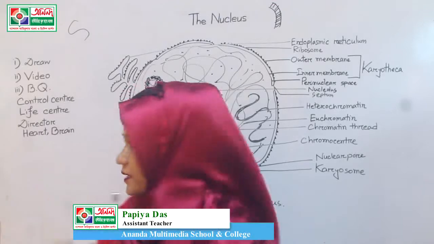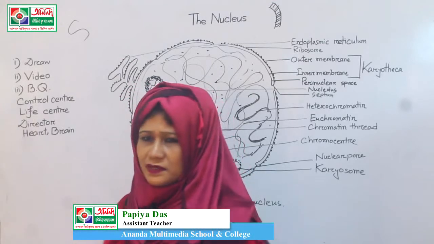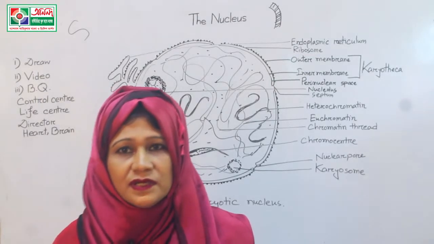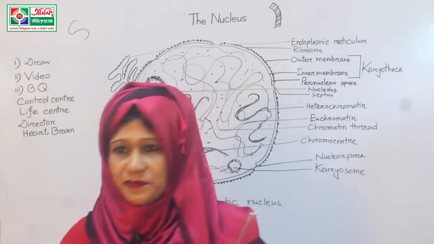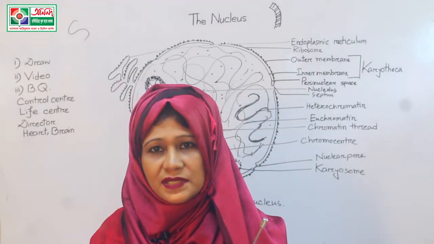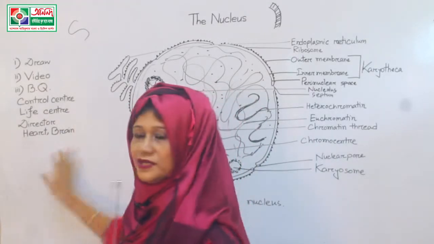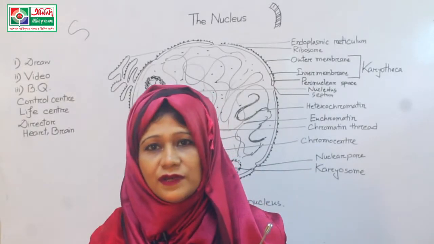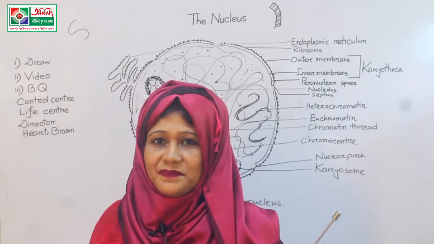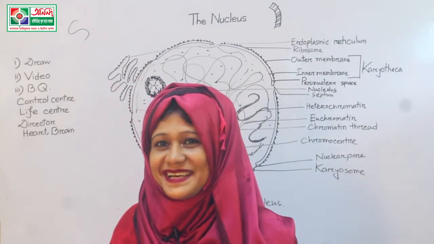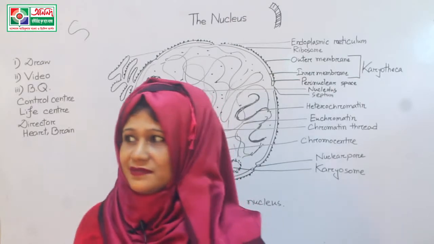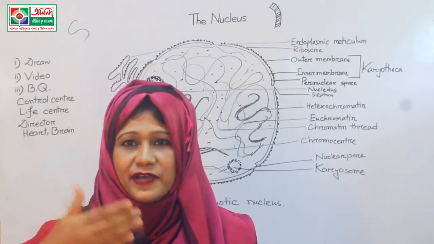Nucleus regulates all the vital activities of the cell. Evaluate the statement. Otherwise, nucleus is the life center of the cell. Evaluate the statement. Nucleus is the director of the cell. Evaluate the statement. All the answers are the same, and that is what I will explain. For that you should write the answer in 5 parts.